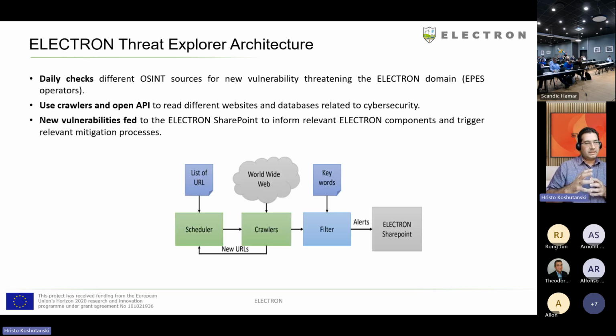So looking at the CTI architecture, it's a scheduler and a set of crawlers. We can crawl open source intelligence resources on a scheduled basis, and you can retrieve vulnerability information based on keyword expressions. So you can define expressions of keywords, and then automatically retrieve and filter those sets of vulnerabilities on a daily basis and store them in the ELECTRON CTI SharePoint that we have just mentioned.